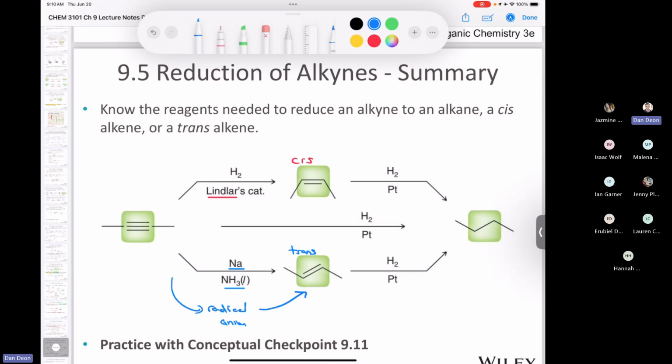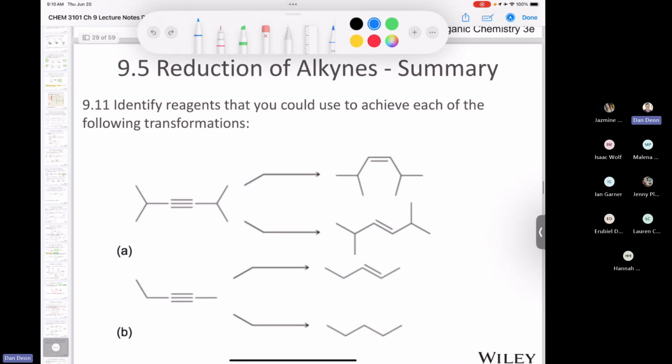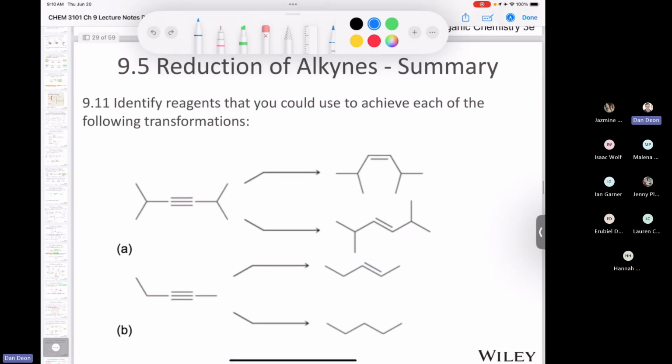Now, of course, the cis and the trans alkene, you guys know from chapter 8 that you can just reduce that all the way down, whether it's cis or trans, to an alkane. So there you go. That covers the reduction of alkynes. That's the whole thing right there. So let me just find my notes here. And now what we're going to do is we're going to take a look at a question, and this is not meant to be a mind boggler or anything.